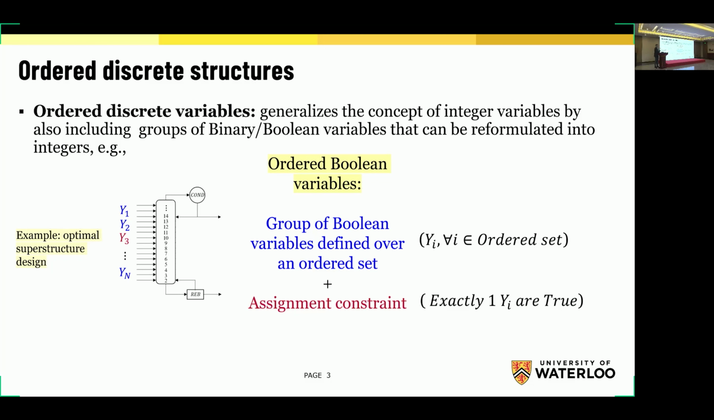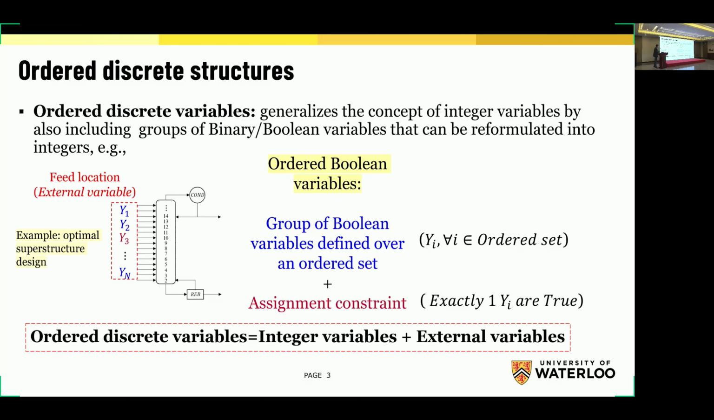This particular problem is an ordered discrete decision, because as you can see here, there is an order. I have n stages, and one of the stages is one after the other. So again, there is a sequence. There is not going to be a distillation column that will have a hole in the middle, and for that reason we call it an ordered discrete decision. If I want to represent this in a mathematical form, we have here that y_i belongs to the ordered set, and then of course we have the assignment constraint that exactly one y_i is true, which again represents the Boolean decisions.